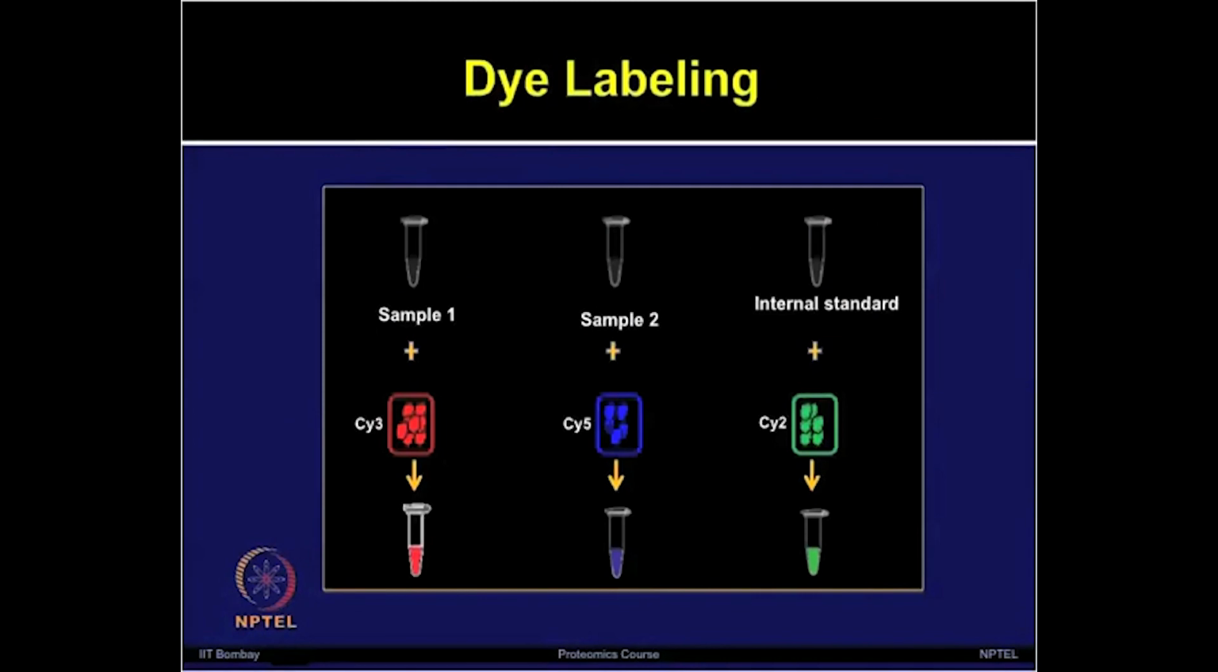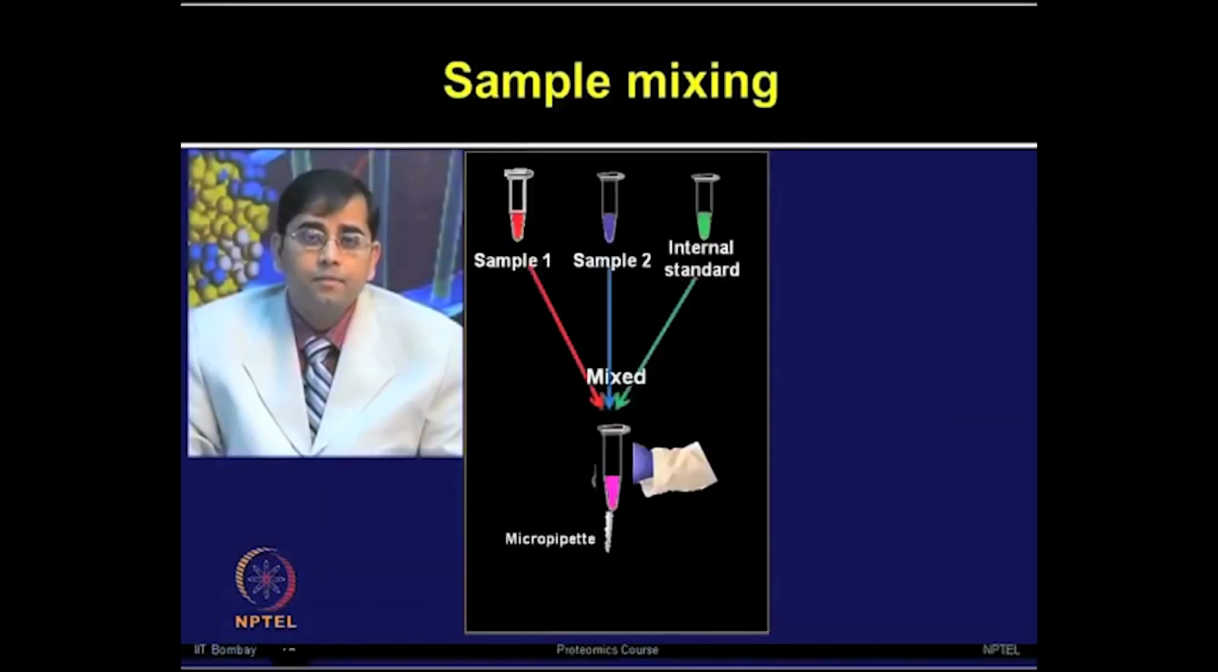Now, your control sample, treatment sample and internal standard should be labeled with different cyanine dyes. Internal standard is always fixed with Cy2 dye, but your control and treatment should be dye swapped. So, sometimes it should be Cy3 and then a few samples should be Cy5, and vice versa. Once labeling is done, the samples should be mixed. So, all 3 labeled samples, Cy3, Cy5 and Cy2, should be mixed in one combined tube.